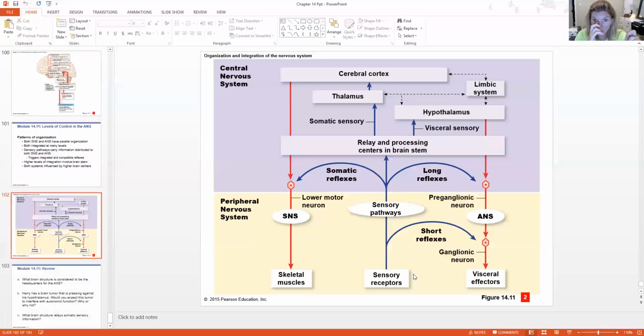So here you see the overall difference between some of our somatic reflexes and some of our autonomic reflexes, like our long and short reflexes, but it's basically the same. We have the same levels of control happening, same levels of intervention, all of the same parts of the brain are involved for the most part. It's just a different setup.